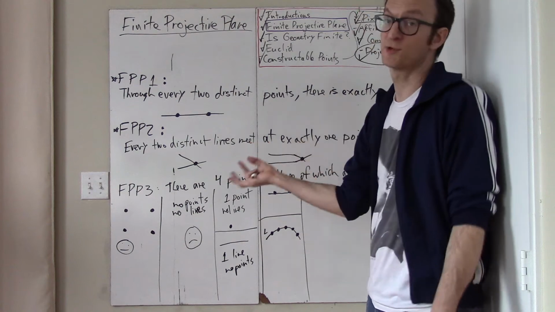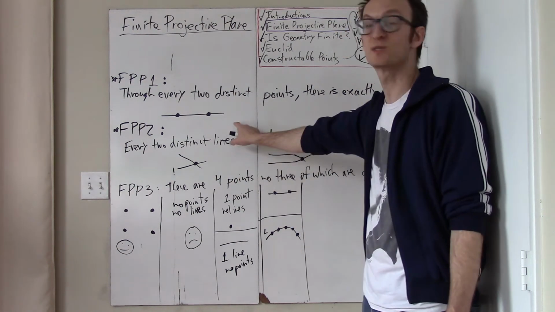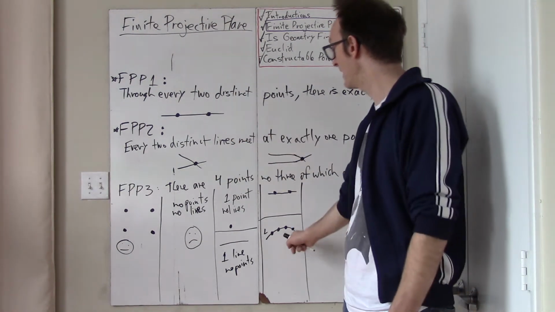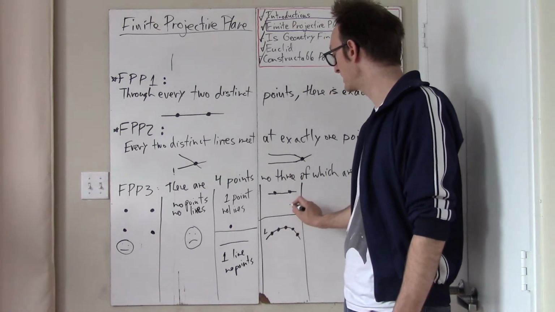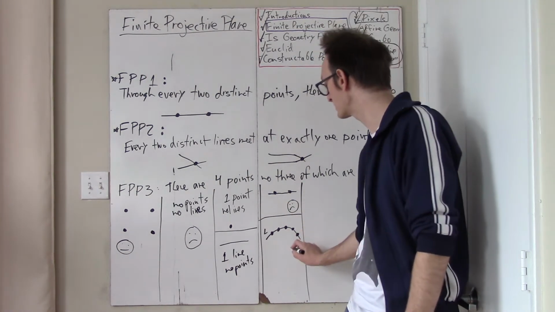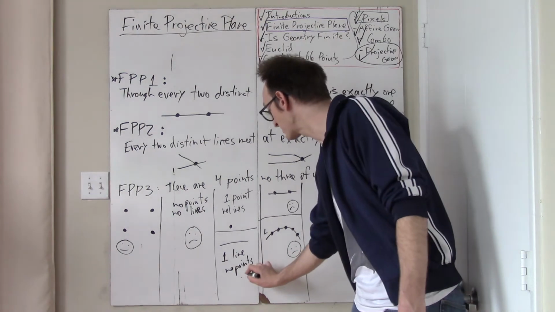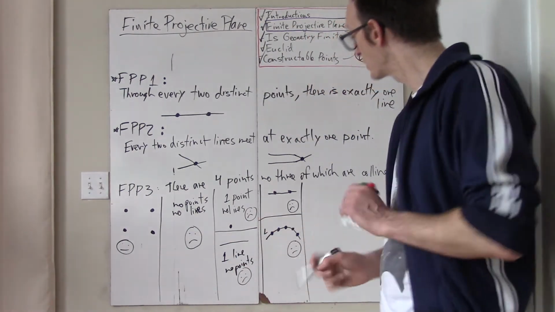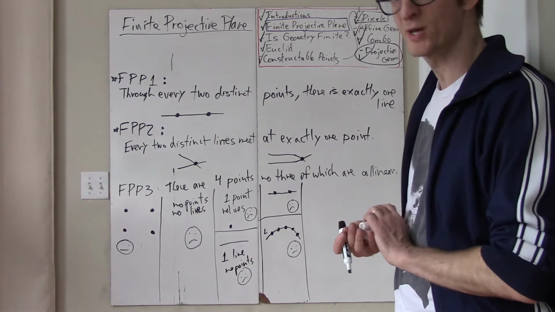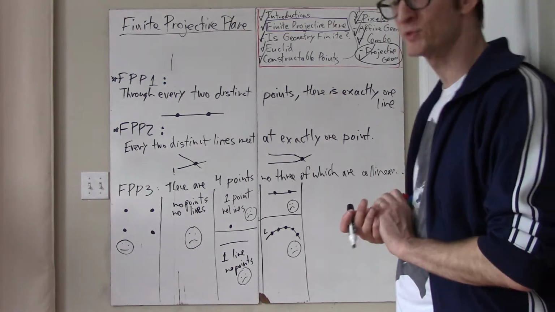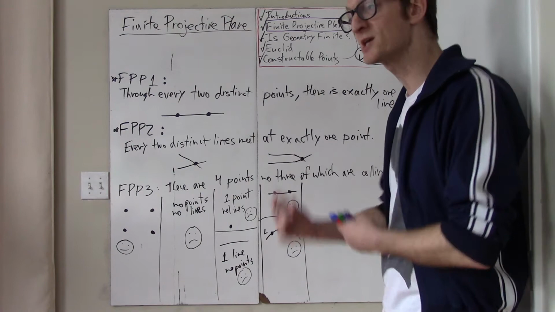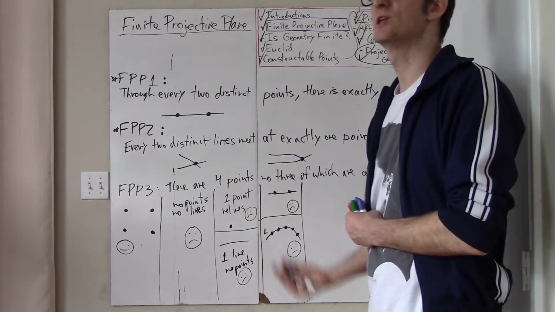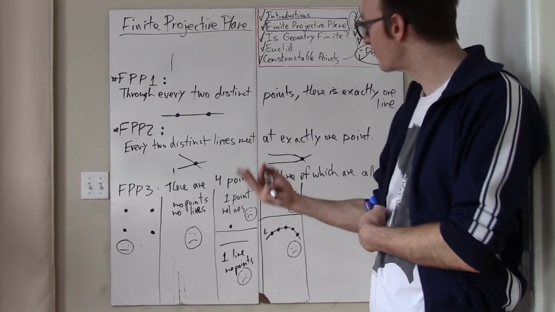Two lines? Well, there just aren't two lines, there's only one, so FPP2 is trivially satisfied. And so this we don't like, and so we rule it out. What I'm doing right now is I'm going through a bunch of degenerate models showing how they satisfy FPP1 and FPP2, but they don't satisfy FPP3, thus explaining the need for FPP3 and the power of FPP3.